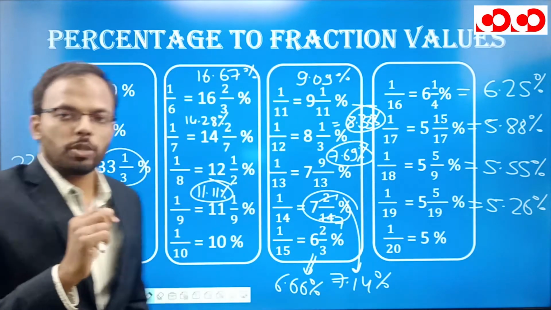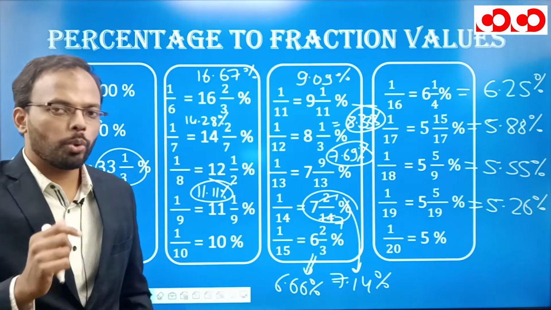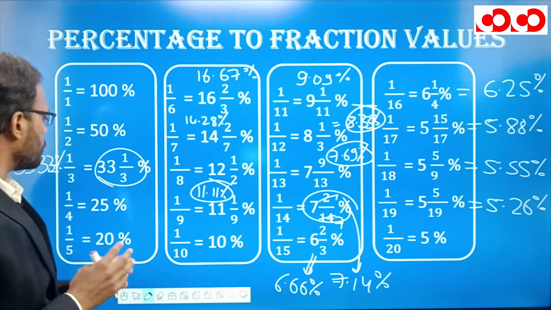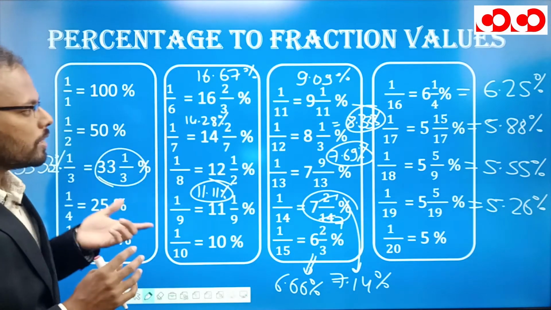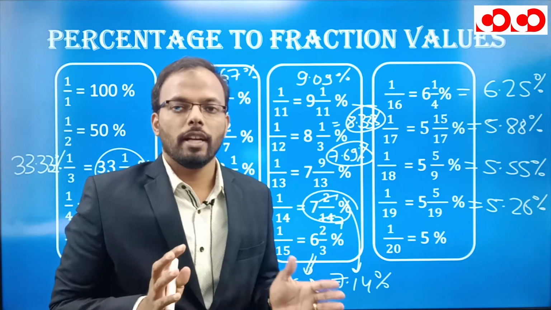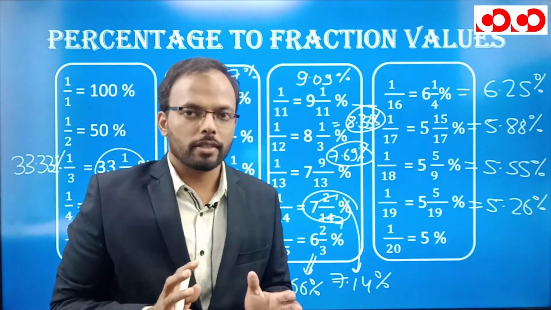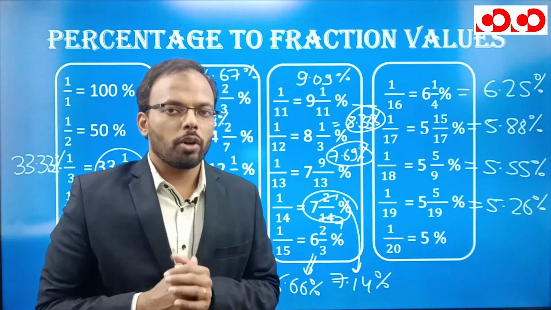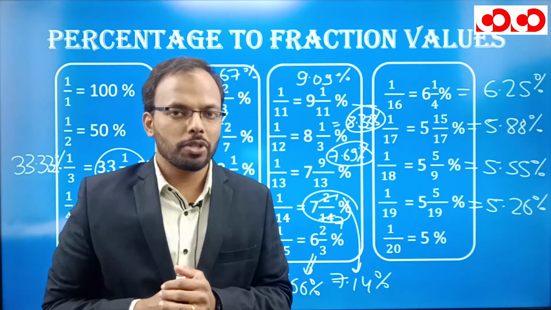So these percentage values are very important and you should know them, because we are going to use these fractional values and percentage values to make our calculation easy in the topics which we are going to discuss. I hope you have written this in your notebook. Let's begin the revision of these topics.